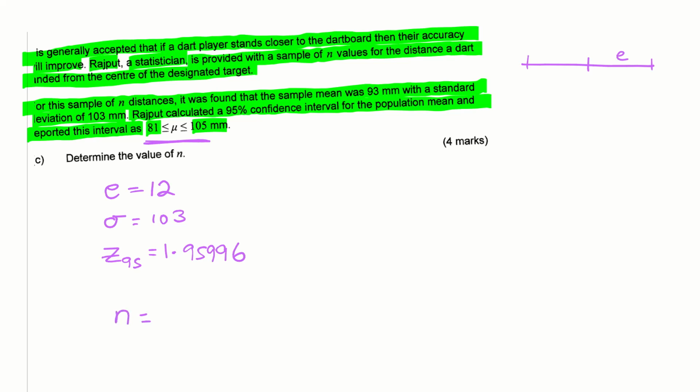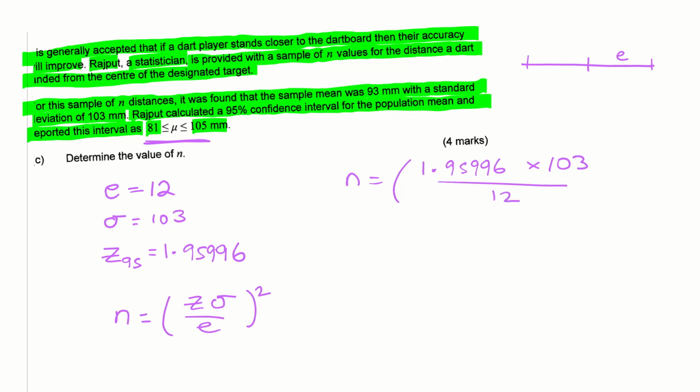And then there's a formula that I always remember, and it's stored in my activities if I don't, which is n equals z sigma over E, squared. So n is going to be 1.95996 times 103 divided by 12, squared, which gives me 283.01. So we'll say 283.